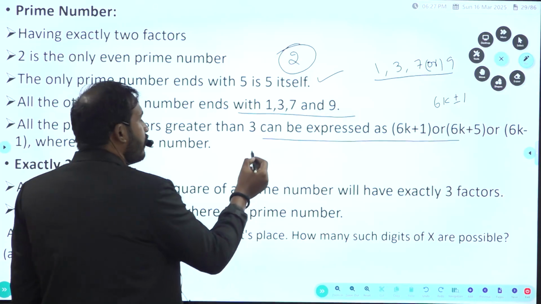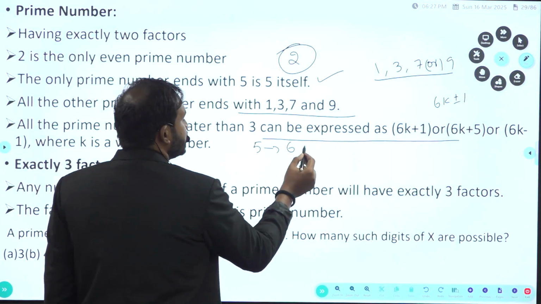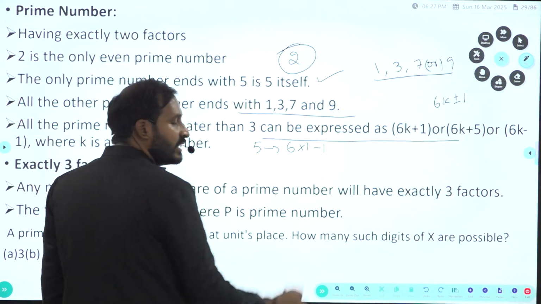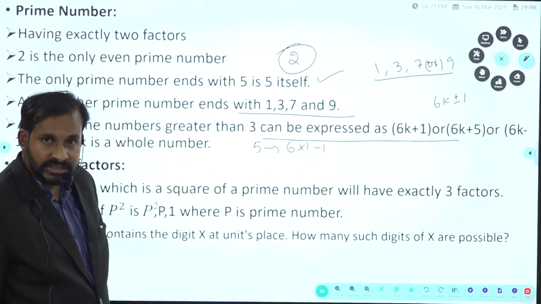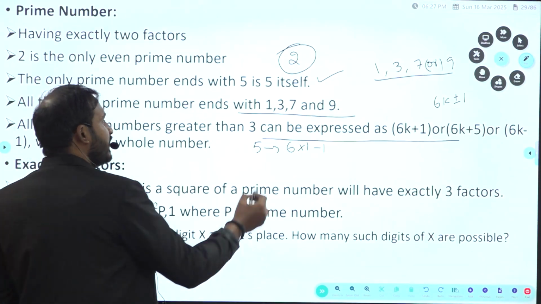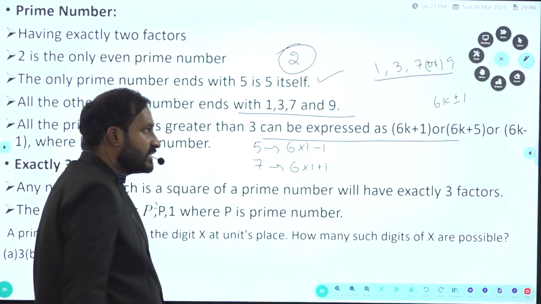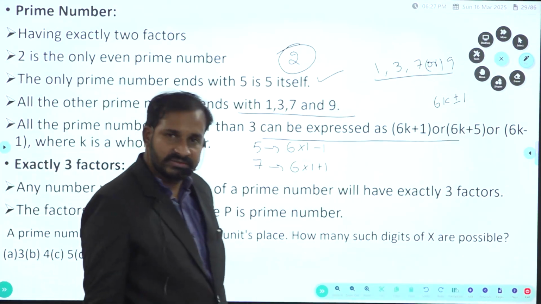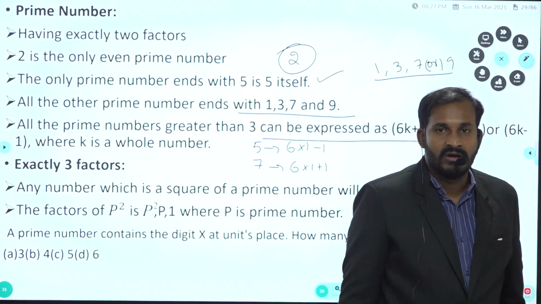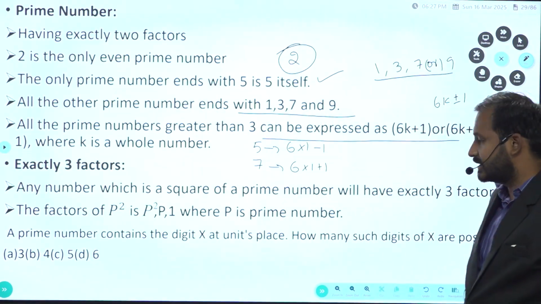If I take 5, what can I write? 6 into 1 minus 1, right? If I take 7, what can I write? 6 into 1 plus 1, right? That means I can write either 6k plus 1 or 6k minus 1. All the prime numbers I can write as either 6k plus 1 or 6k minus 1.